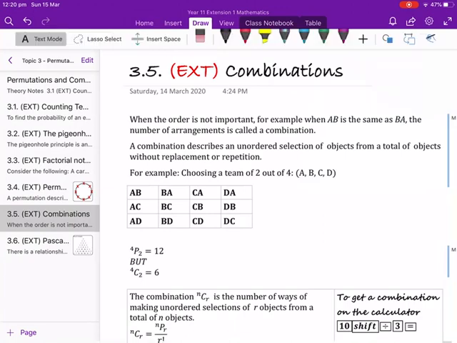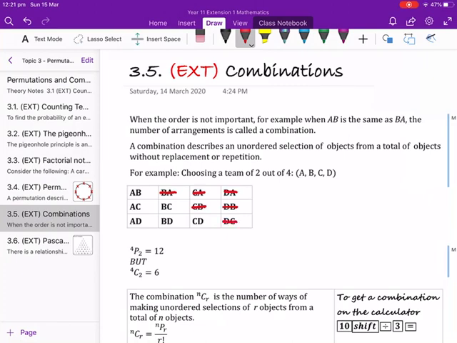But when we do combinations, our double ups are not important. So that means that we have AB and BA, they are the same, so we cross out BA. We have AC, which is the same as CA, so we can cross out CA. We have AD, which is the same as DA, so we can cross out DA. We have BC, which is the same as CB, so we can cross out CB. We have BD, which is the same as DB, so we can cross out DB. And we have CD, which is the same as DC, so we can cross out DC.